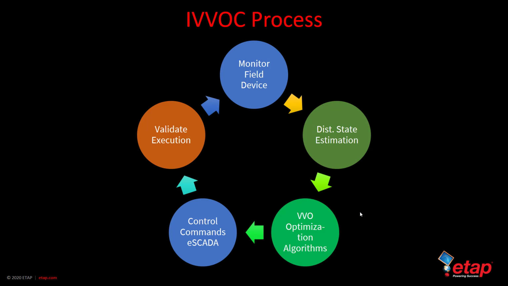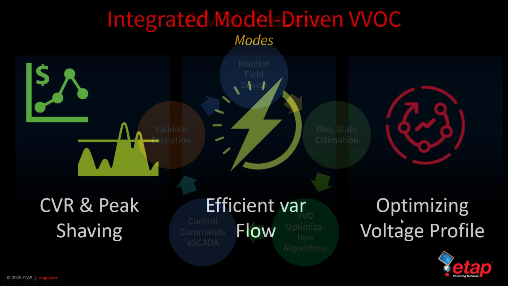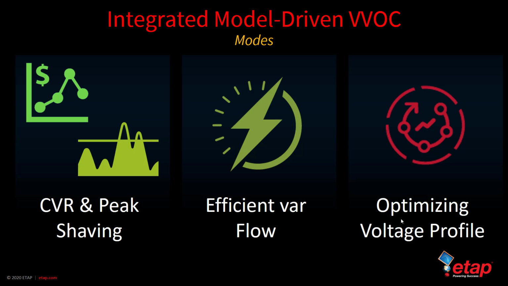So the integrated volt-VAR optimization and control follows a very simple process. It requires monitoring the field devices, running distribution state estimation as an optional capability, running volt-VAR optimization algorithms, followed by controlling commands through the electrical SCADA, validating that the commands have been executed, and continuing to monitor the field devices for any subsequent changes. The problem of optimizing a distribution system involves multiple objectives such as minimizing the losses and reducing the overall power demand.